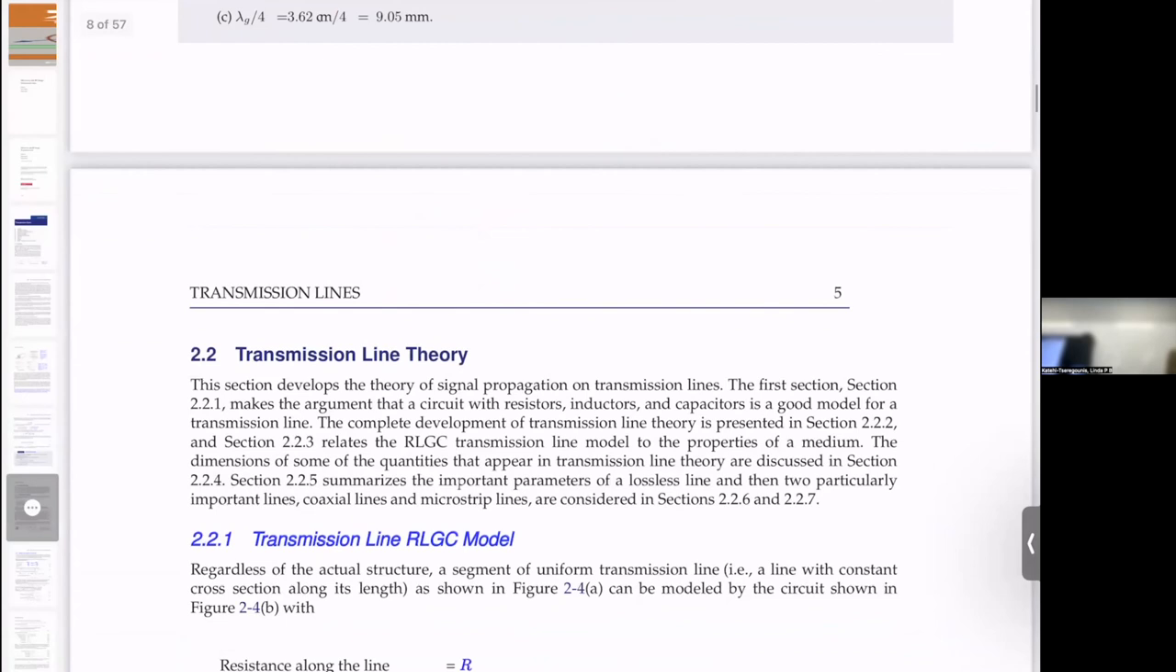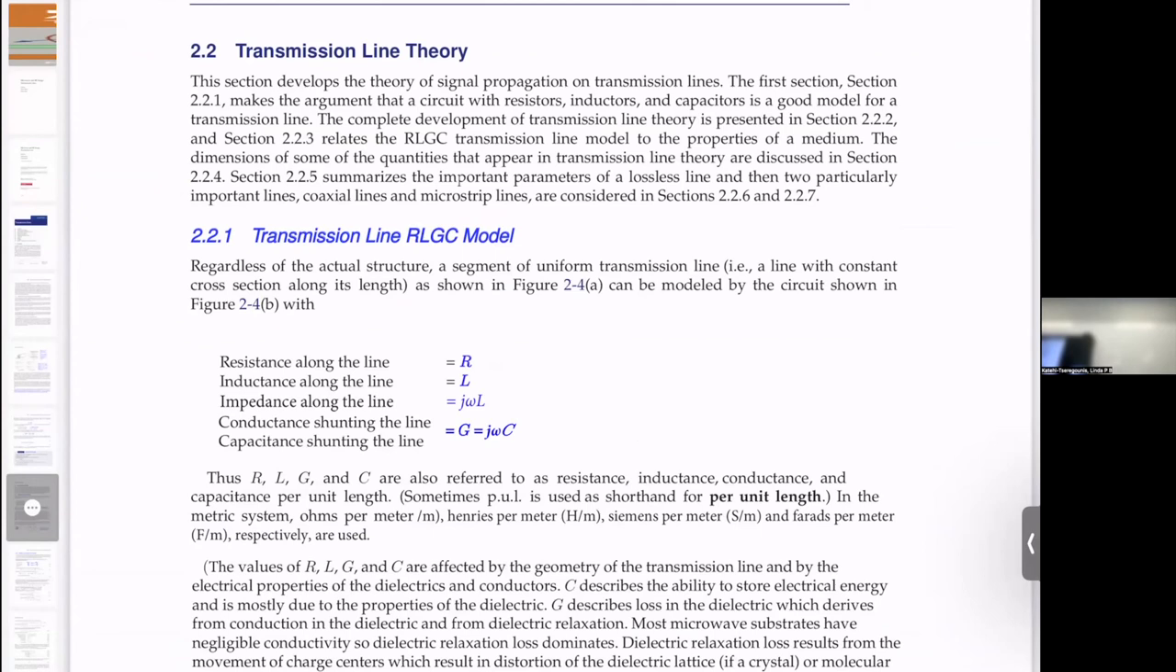This is where, due to losses, this becomes important. This is weird. I cannot fix it right now. I think it was not supposed to be equal to j omega C. It was supposed to have j omega C down here. I will fix it before we go, and I will place it correctly.